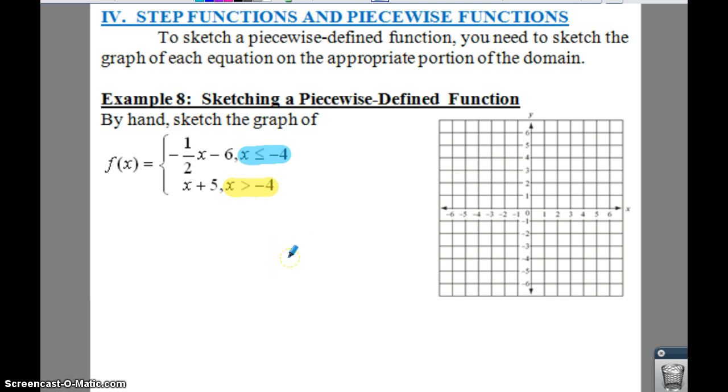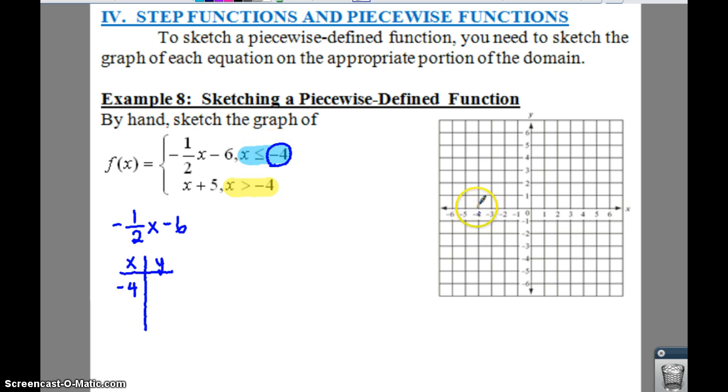So you can do these a couple different ways. A newer, different way that I've chosen to graph these is by making tables. If we make a table for our first equation, negative 1/2 x minus 6, since we're graphing a line, you only need 2 points. Well, you are given 1 point right here. So we're going to plug negative 4 in for our first point. Now your second x value, you can plug in anything that is less than or equal to negative 4.